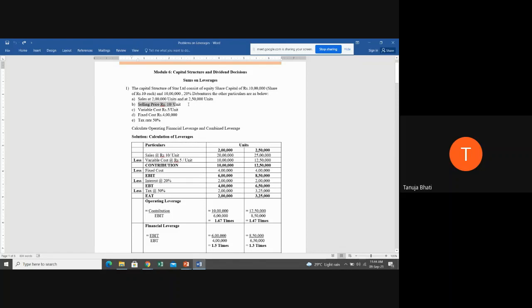Selling price is rupees 10 per unit. Variable cost is rupees 5 per unit. Fixed cost is rupees 4 lakh and tax rate is 50%. They're telling you to calculate operating leverage, financial leverage, and combined leverage. So we know that for these we have to find out contribution, EBIT, and EBT. So let us start.